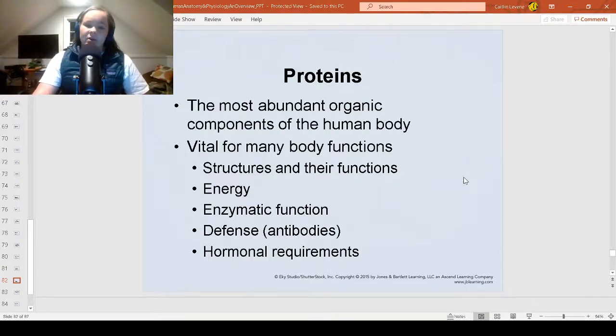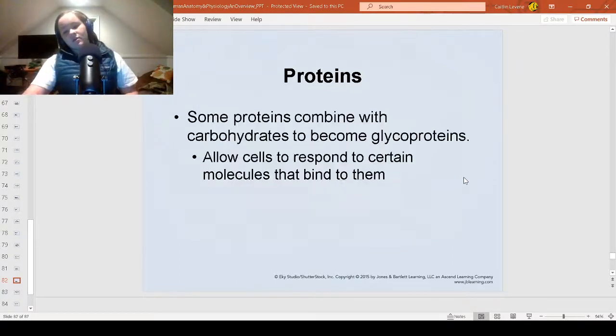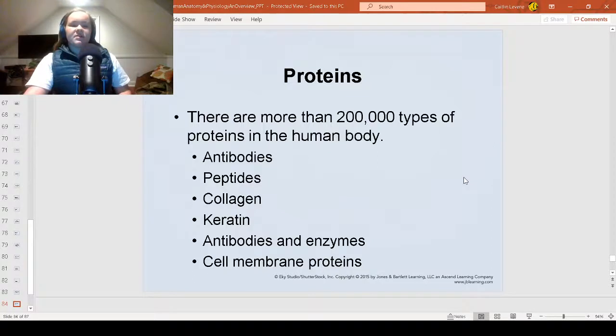Proteins are the most abundant organic component of the human body. They are vital for many bodily functions. They give you energy, allow you to defend yourself with antibodies, provide hormonal functions, and have an enzymatic function. Some proteins combine with carbohydrates to become glycoproteins, and this allows cells to respond to certain molecules that bind to them. There are more than 200,000 types of proteins in the human body: antibodies, peptides, collagen, keratin, enzymes, and cell membrane proteins.